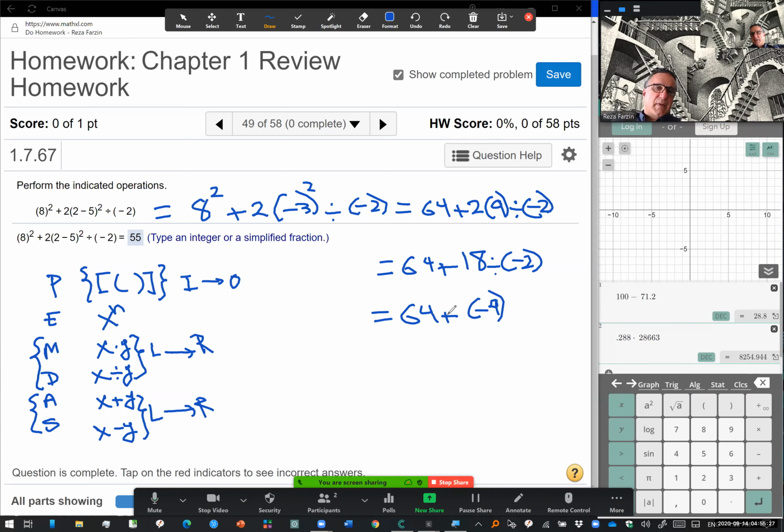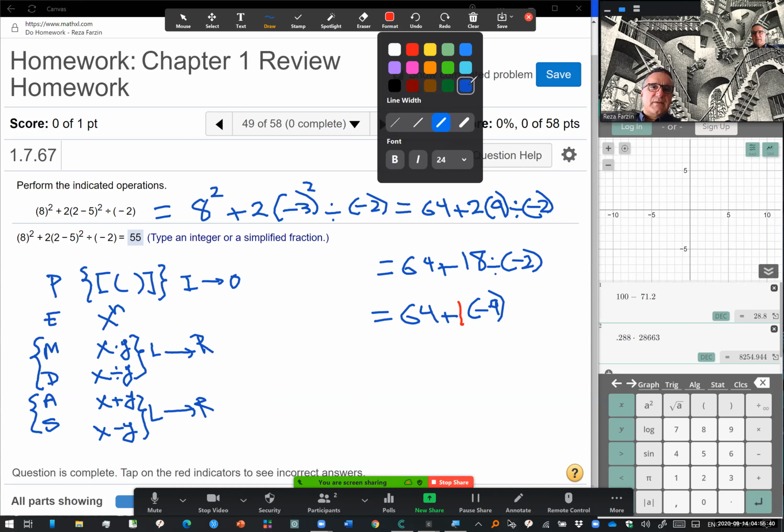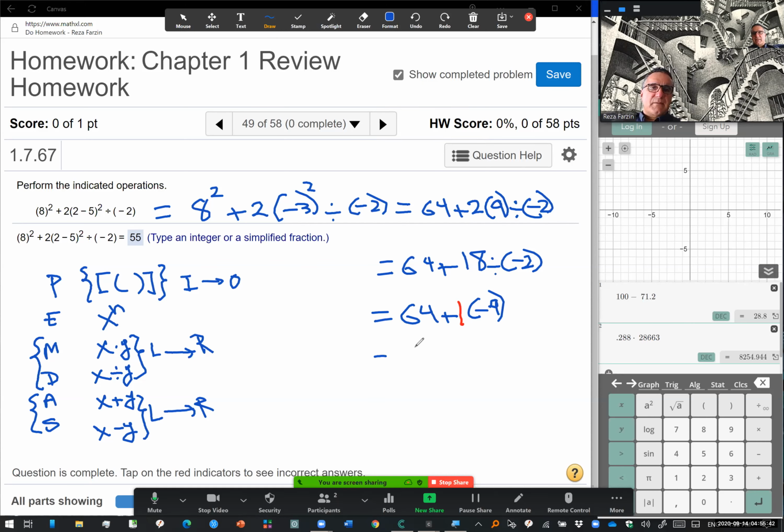But remember, if you take care of multiplying those, imagine an invisible 1 right here. So that's like saying positive 1 times negative 9. And what's that going to be? That's going to be negative 9. So it basically is the same as 64 minus 9. Make sense? Okay, yeah, that makes sense. Good. So what do you get? 55.